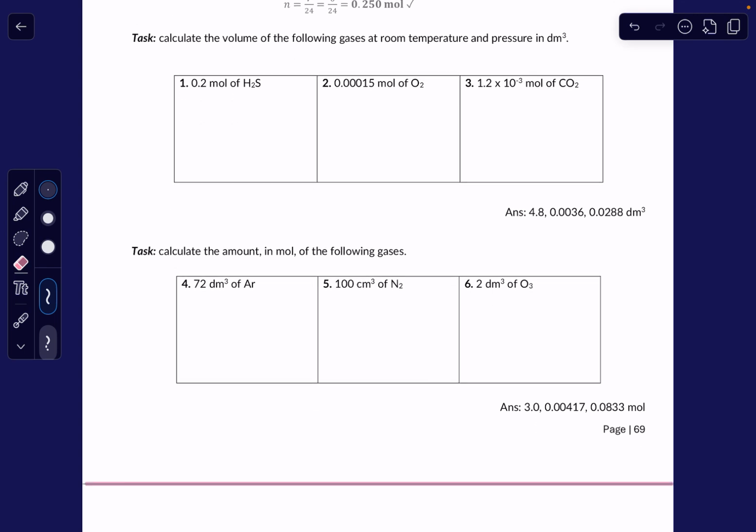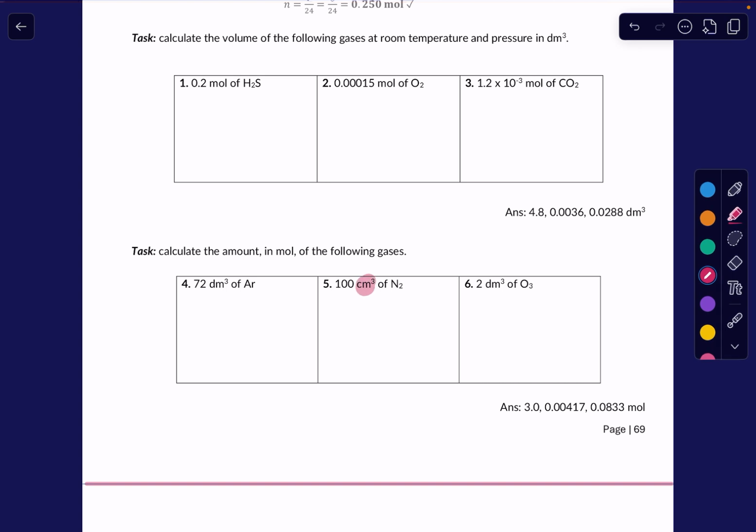The next question wants you to calculate the amount of moles in the following gases as well. But this time we're going to have to rearrange the equation that you've just been using. And there's one more thing you need to consider. Here we have centimeters cubed. Again, we don't like centimeters cubed. You need to convert that. Remember the conversion from the previous video and have a go at completing these ones.